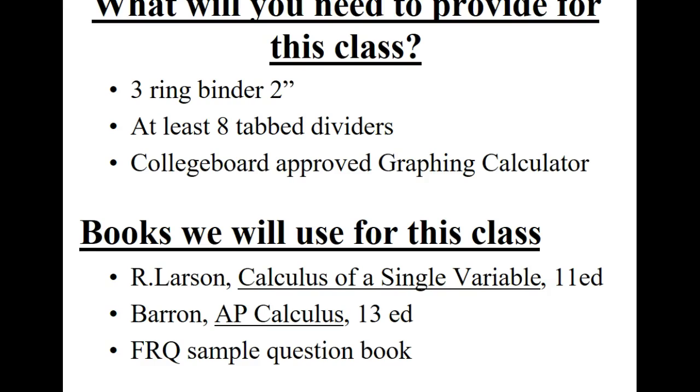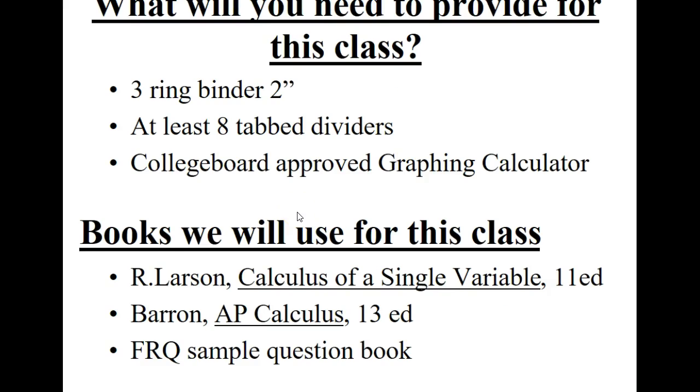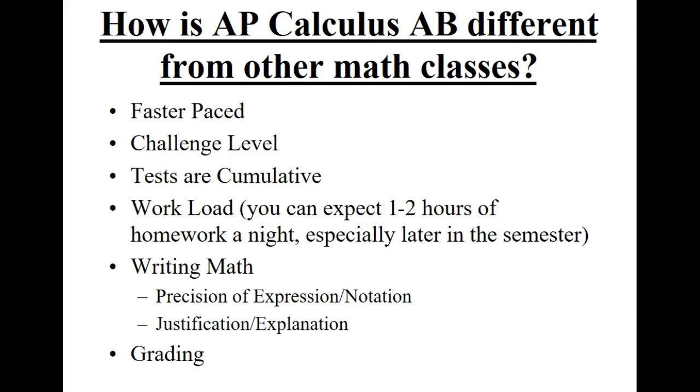You're going to need at least 8 tab dividers because we're going to have 8 units. We're going to go up through 7, and then we're going to have a review section, so you'll want at least 8 tab dividers in there. We're going to be using 3 books this year. You're going to get this top one today, I think. The other 2 we'll get in time as time goes by.